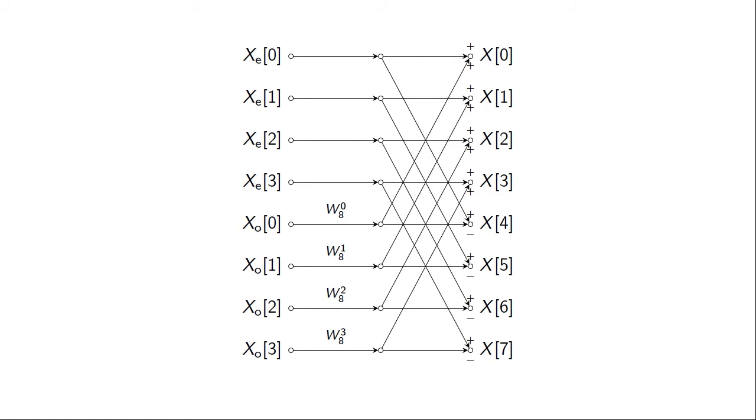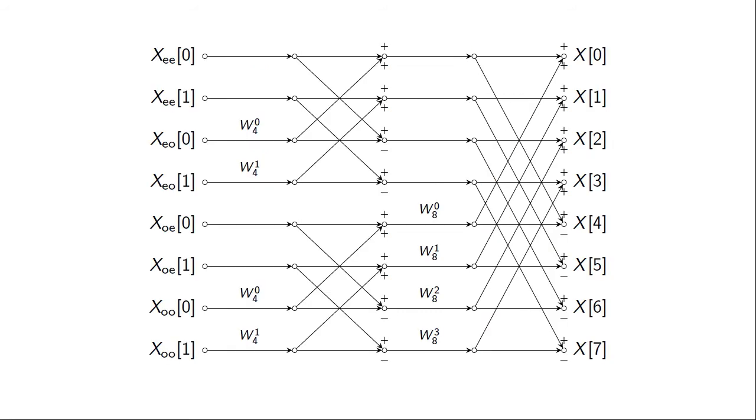Now, the key realization behind the DFT is that if we can take an 8-point DFT and break it down into two 4-point DFTs and combine them with weights, then it stands to reason that we can take each of these 4-point DFTs and further break that down into two 2-point DFTs. And we could illustrate that by adding a layer to this graph.